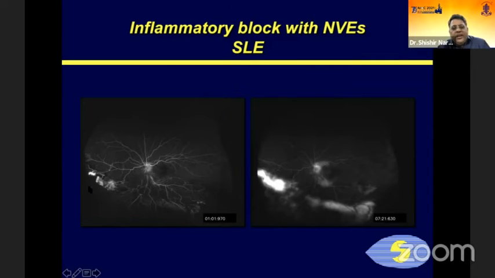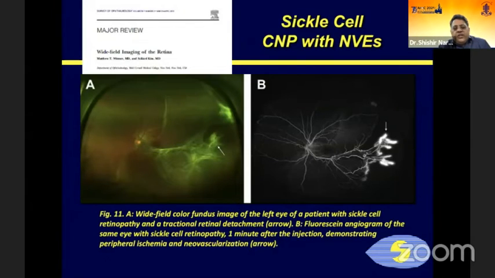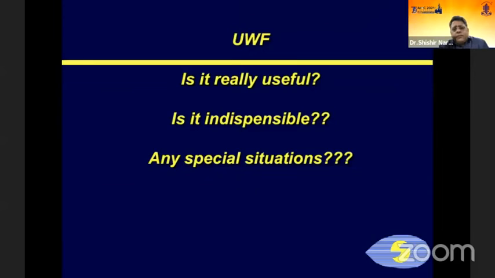And this is an SLE with kidney disease, and you've got the neovascularization here, which has been beautifully seen. And this is a case of sickle cell from the major review in Survey, and you can see the neovascularization elegantly in this patient with sickle cell disease.